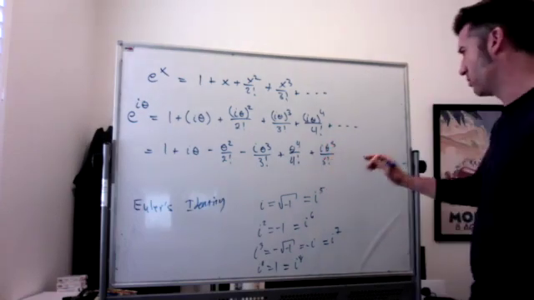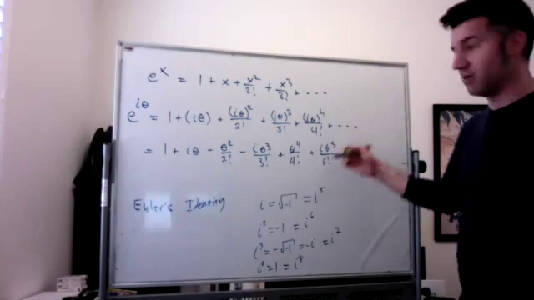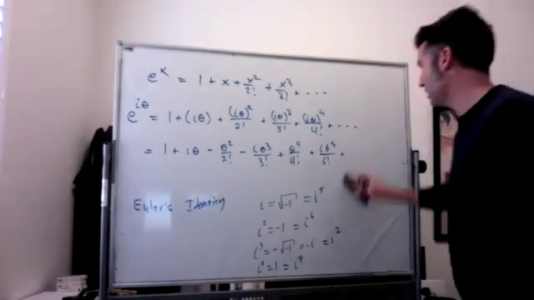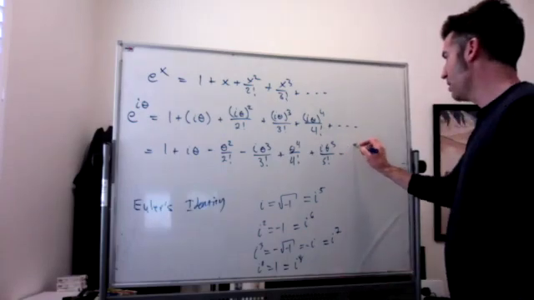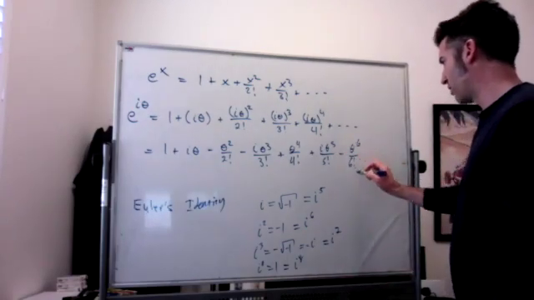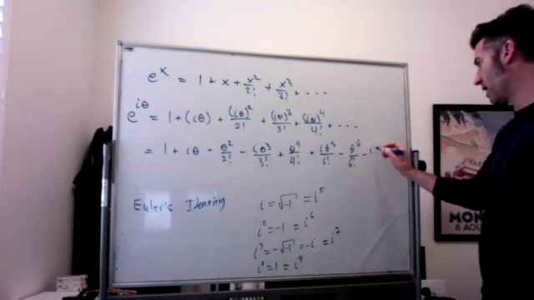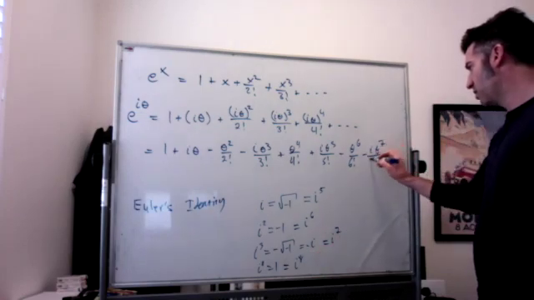Let me do like 2 or 3 more terms. i to the sixth will be i squared, which is -1, so we'll get minus theta to the sixth over 6 factorial. And i to the seventh will be -i, so we'll get minus i times theta to the seventh over 7 factorial.